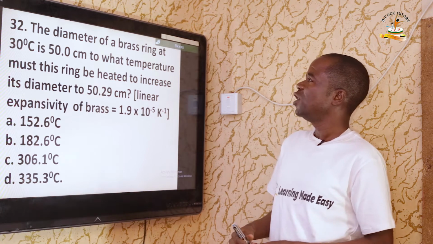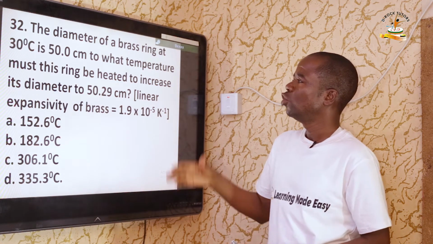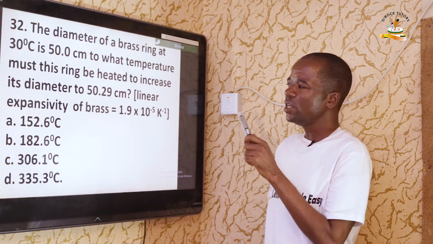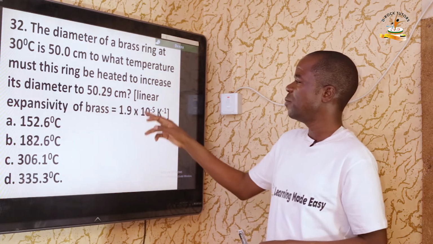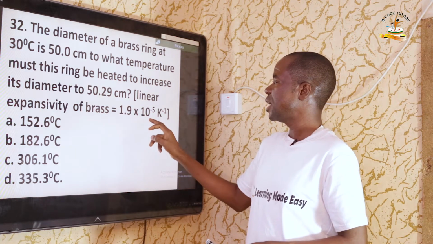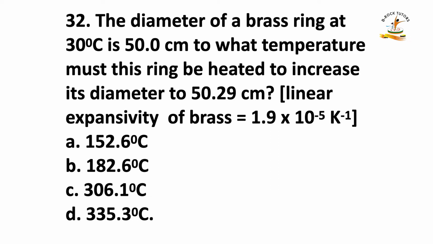The diameter of a brass ring at 30 degrees Celsius is 50 centimeters. To what temperature must this ring be heated to increase its diameter to 50.29 centimeters? And we have been given the linear expansivity of brass to be 1.9 times 10 to the power minus 5 per Kelvin. Let's look at the board and see how we can calculate this.